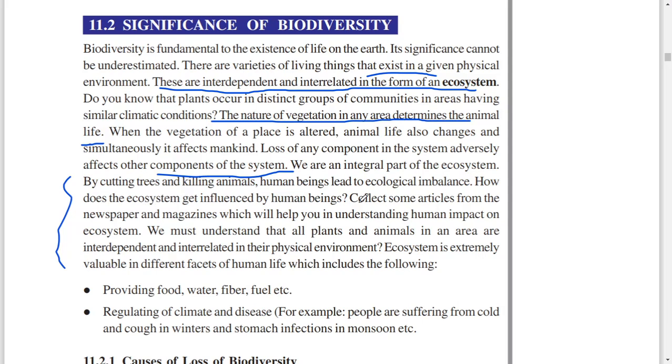We men are cutting trees and causing climate change, and it led to disasters. Collect some articles from newspapers and magazines which can help us in understanding human impact on the ecosystem.